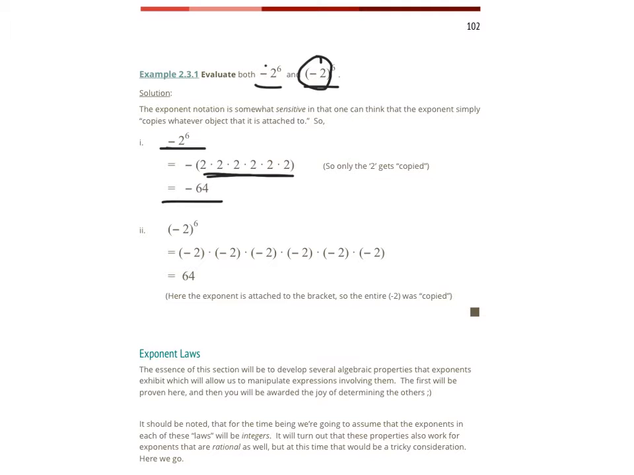Now if we have negative 2 to the power of 6 in brackets, it's like saying negative 2 times itself 6 times, okay? For those that just came in, we're just reviewing a little bit of the exponent stuff before we dive into some new material, okay?